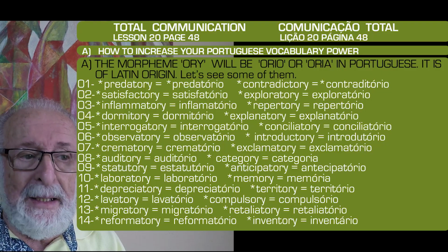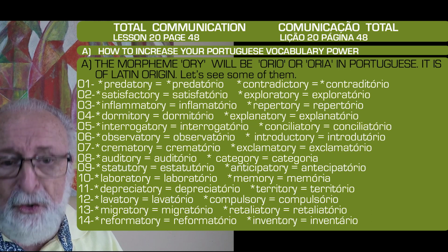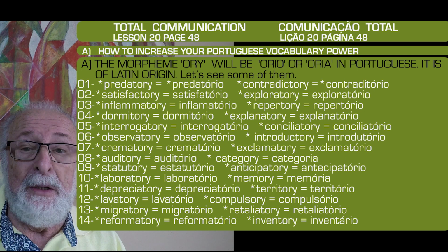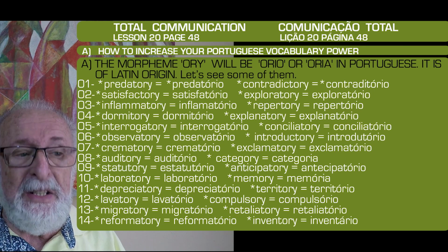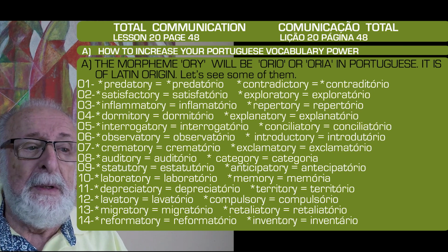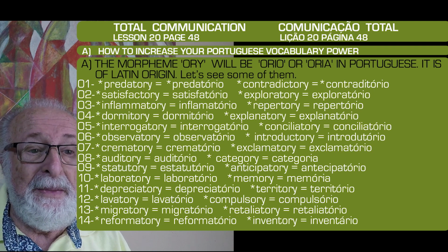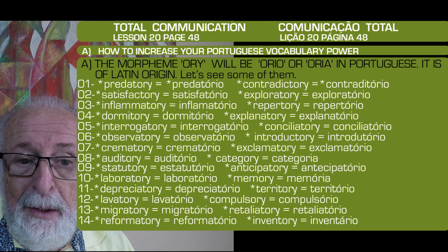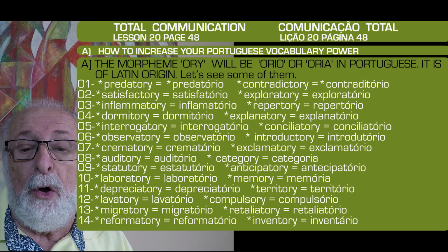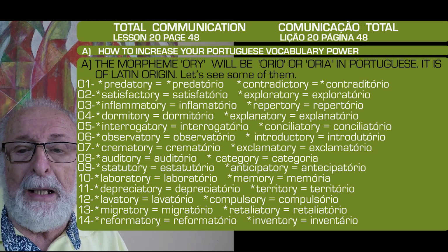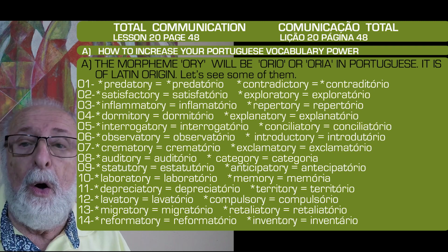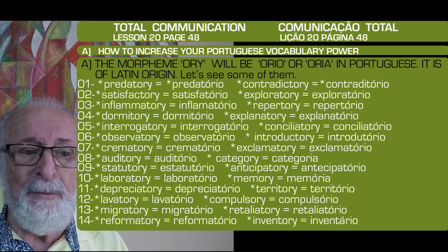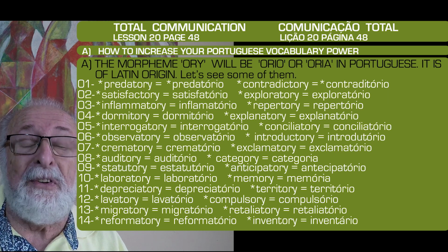In letter A, we have how to increase your Portuguese vocabulary power. Today, I'm going to present you in letter A, in black letters, the morpheme ORY, O-R-Y. It will be Orio, O-R-I-O, or O-R-I-A in Portuguese. It is of Latin origin.